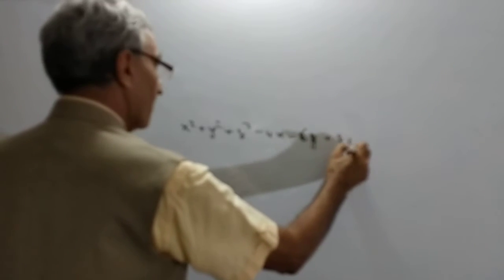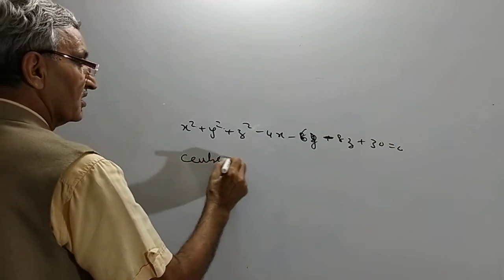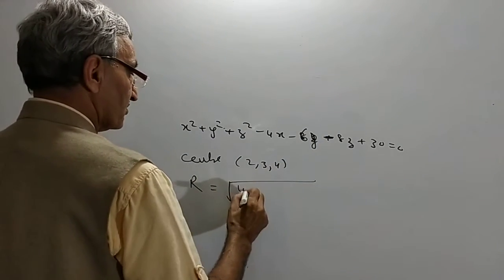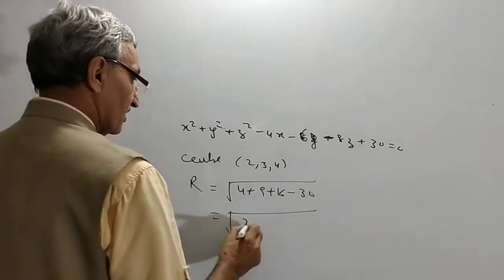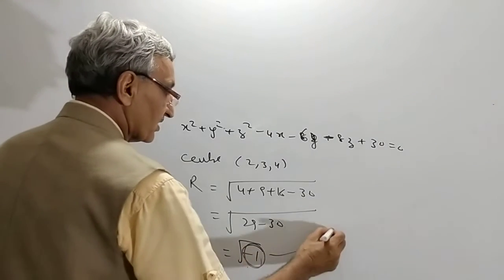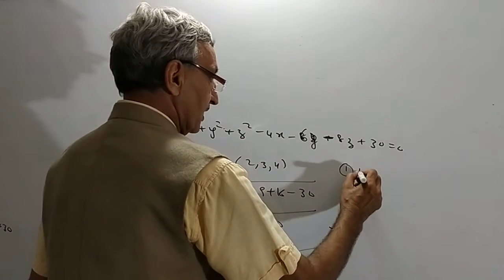Well, here x square plus y square plus z square minus 4x minus 6y plus 8z plus 30 is equal to 0. Well, what is the center of this? Center is equal to 2, 3 and minus 4. What is the radius? Radius is equal to the square root of 4 plus 9 plus 16 minus 30. This is equal to what? 29 minus 30, which is negative. It means here it is an imaginary sphere.